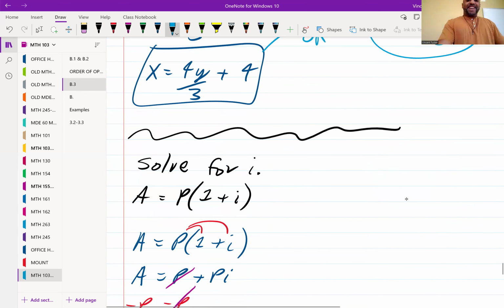All right, so the next one we have A equal to P times this quantity of 1 plus i. I'm going to solve for i. So notice we don't have access to i because it's in the parentheses. So we need to remove those parentheses. And the way we do that is by distributing the P into the parentheses.